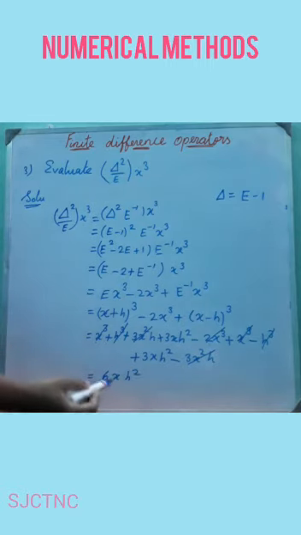Here I have defined the interval of differencing as h. If you put the interval of differencing h equal to 1, we get the answer for the problem del squared of 1 divided by e into x power 3 equal to 6x. When you put the interval of differencing as 1, we get the answer 6x. So we get the solution.